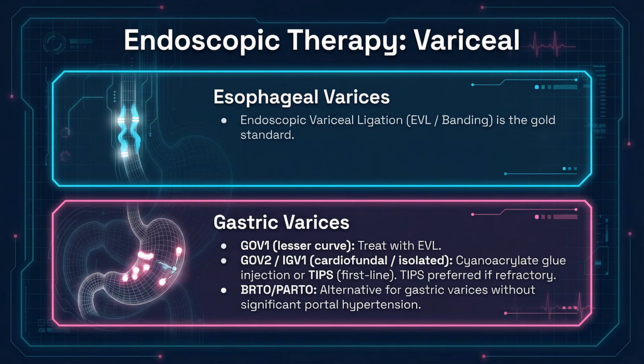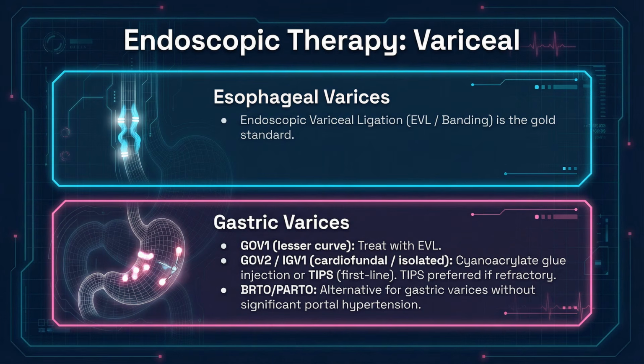For variceal bleeding, the endoscopic approach depends on the location of the varices. For esophageal varices, endoscopic variceal ligation or banding is the gold standard. For gastric varices, it's more complex. Those that are a continuation of esophageal varices along the lesser curve, called GV1, can be treated with banding.